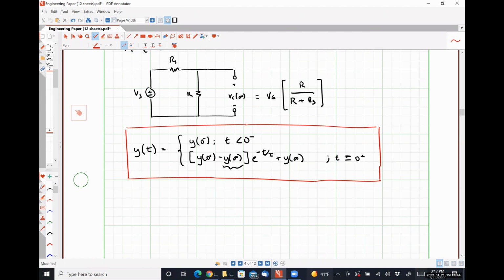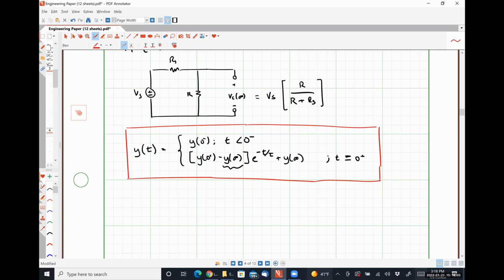How do you think using this equation is going to change our 4-step analysis process? There's just going to be one more step that says analyze the circuit at t equal to infinity. That's it.